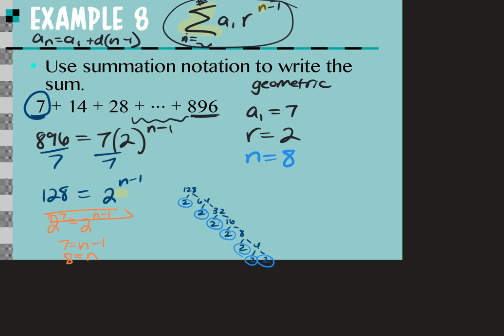All right, now I got to write the summation notation. So the weirdy, sigma. Bottom starts at 1, i equals 1. Top, 8. Good. A1, 7. R, 2. 2 exponent, i minus 1.